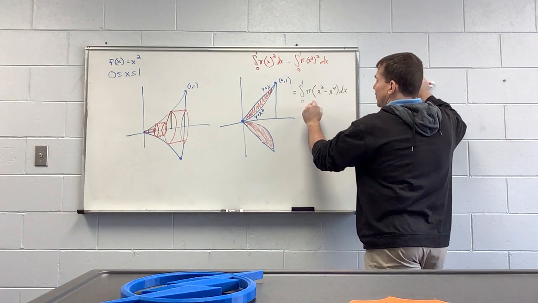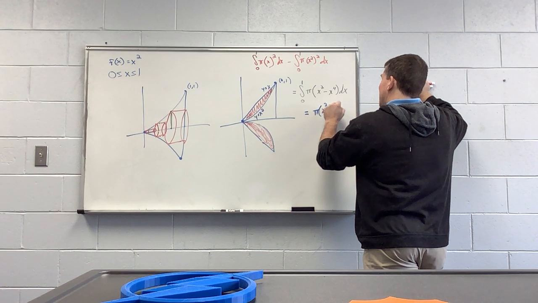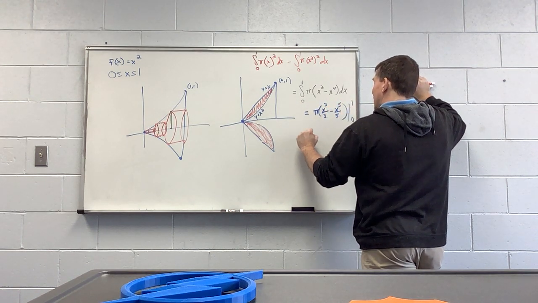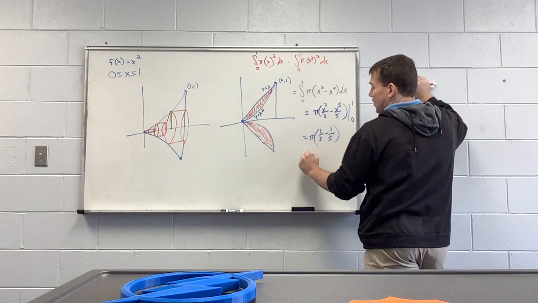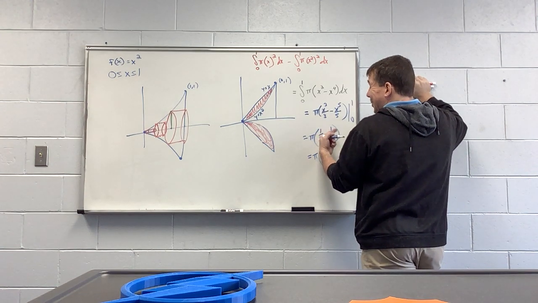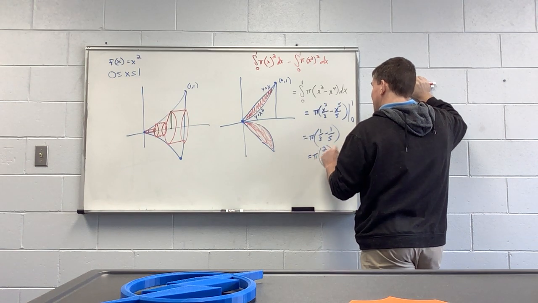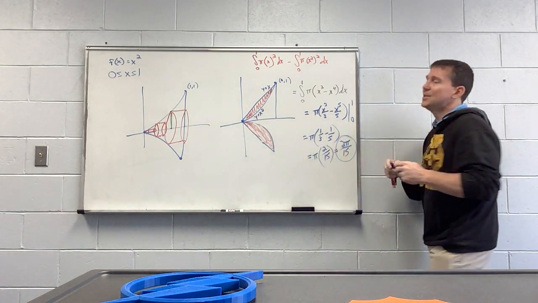And then, of course, this integral becomes pi times x cubed over 3 minus x to the 5th over 5, evaluated from 1 to 0, which is pi times 1/3 minus 1/5. The zeros don't matter. 1/3 is 5/15, 1/5 is 3/15, 5/15 minus 3/15 is 2/15. So you get 2 pi over 15, and you're done.